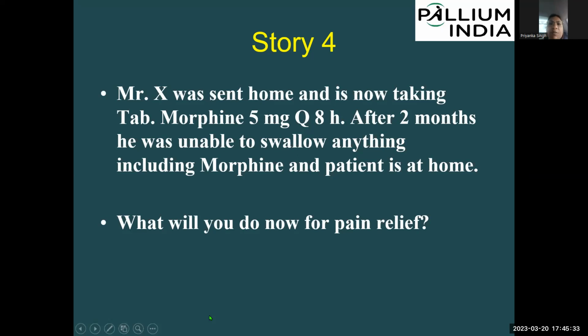We can give subcutaneous morphine. Yeah, subcutaneous morphine. But is it possible to give morphine subcutaneously, or would your hospital allow subcutaneous morphine to a patient at home? We can give injectable morphine, IV. We can start an IV. Yeah, injectable morphine, that's an option. But the patient should be at hospital, isn't it? This patient is at home.